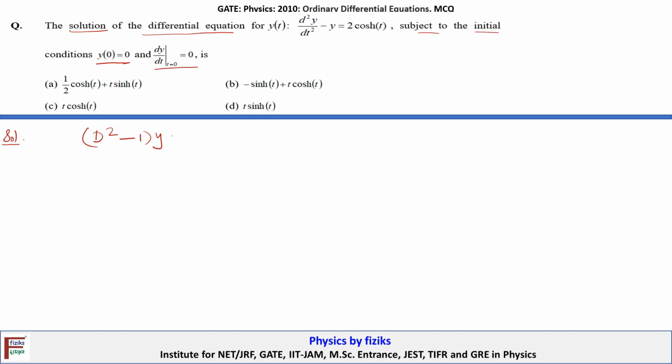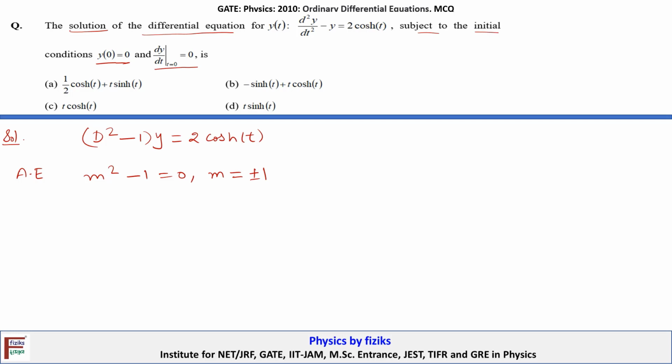= 2 cosh t, which is obtained by substituting d/dt by the operator D. Now from here the auxiliary equation can be written, by substituting D = m, as m² − 1 = 0. Now the roots of this auxiliary equation can be obtained by solving this quadratic equation, which gives us m = ±1.